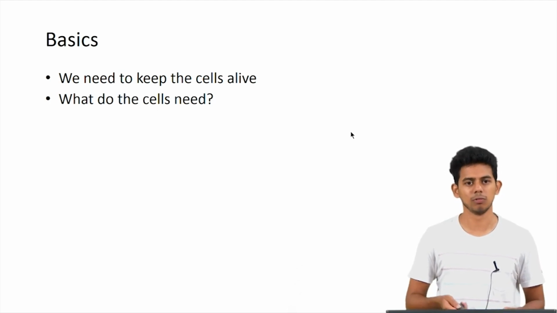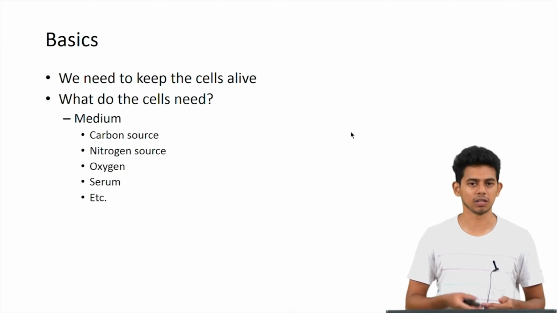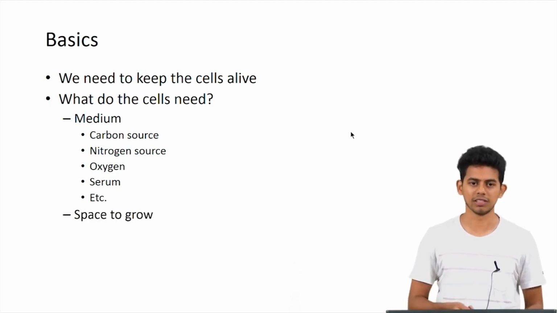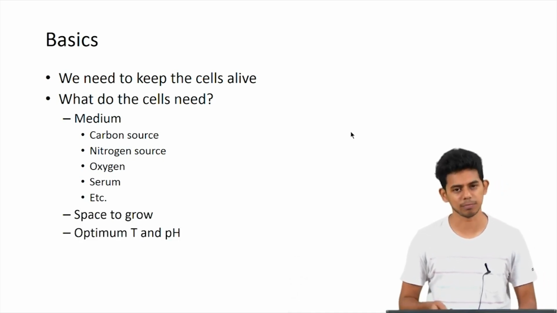So the basics that we look at is, what do we need to keep the cells alive? Obviously we need a media, and this media needs a carbon source, a nitrogen source, oxygen and serum and other things like growth factors, etc. The cells need space to grow, and also you need an optimum temperature and pH.